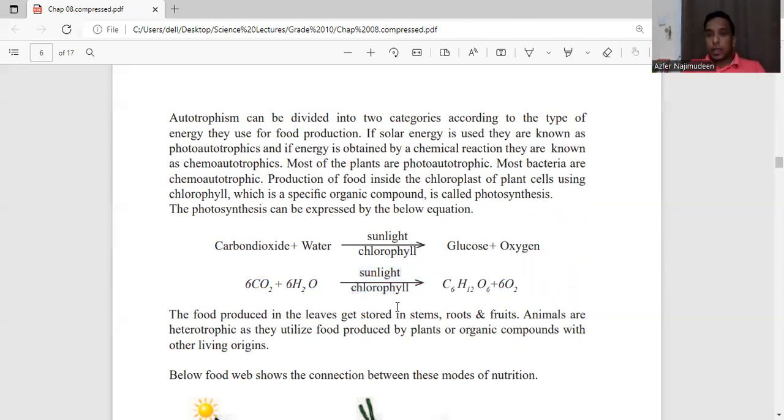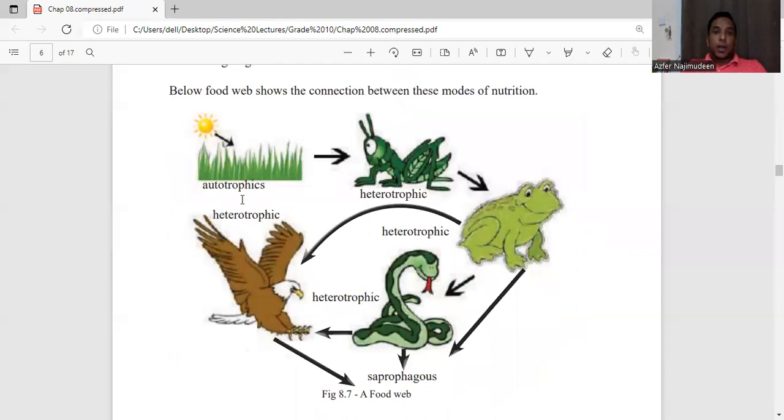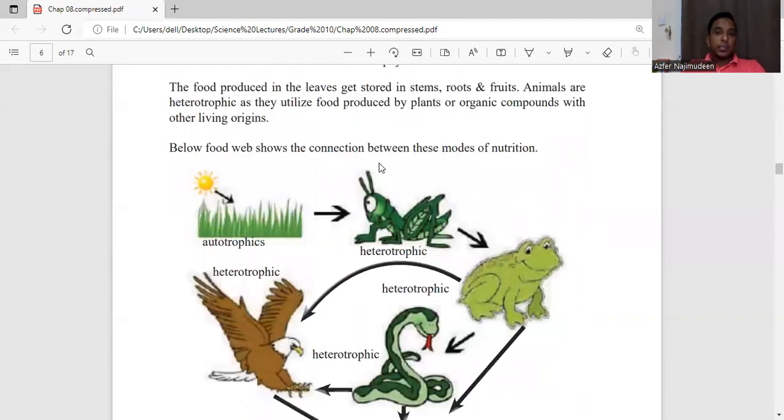So this is an autotrophic reaction. This is how plants produce their own food. And the other things, how they are dependent. Now, as I told you, the plants here are autotrophic. All the others here are heterotrophic. This is a food web. We call this a food web.